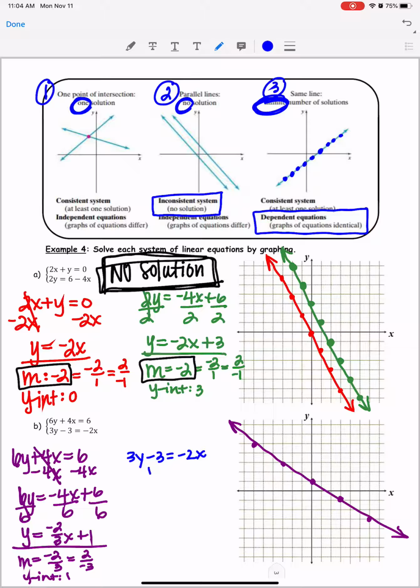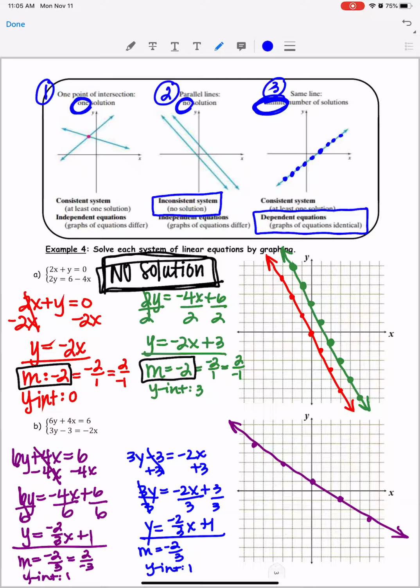Want to get that y by itself, so we're going to add the 3 over. Those are unlike terms, so they're just going to go side by side. Now I'm going to divide everything by 3. So I can't reduce that, so we've got negative 2 over 3x. 3 divided by 3 is 1. So what's my slope? Negative 2 over 3. And what's my y-intercept? 1.